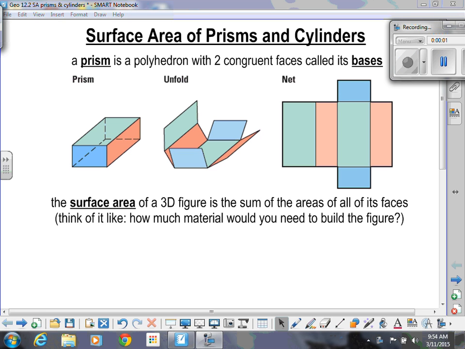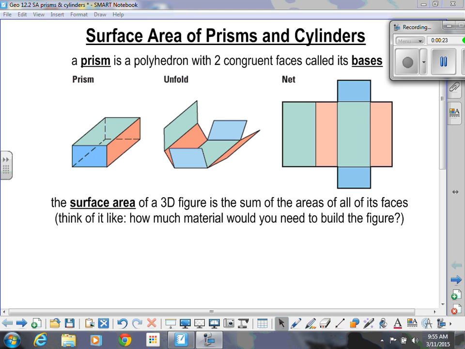Alright guys, so in this video we're talking about surface area of prisms and cylinders. And a reminder, we talked about prisms, and that's the kind of polyhedron that has two congruent faces called bases. And when we talk about surface area of a 3D figure, really we're just talking about the sum of all of its faces.